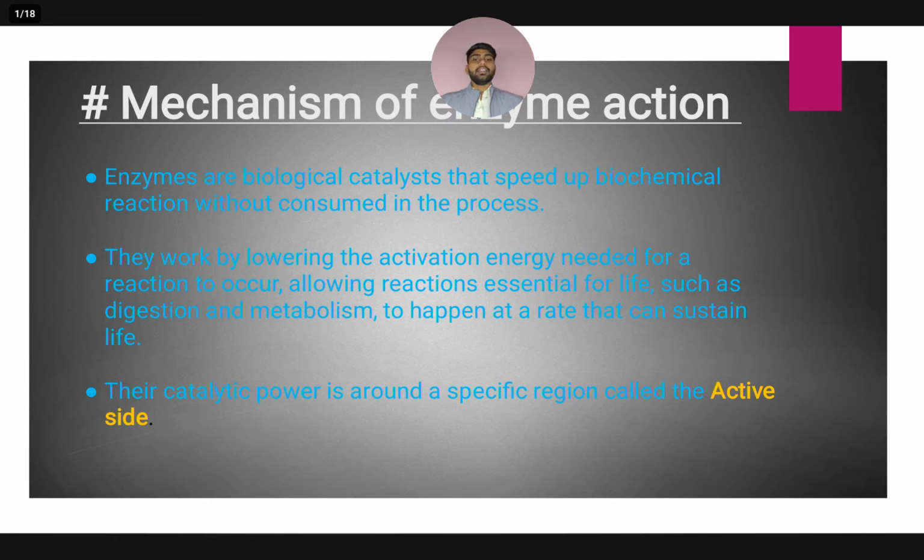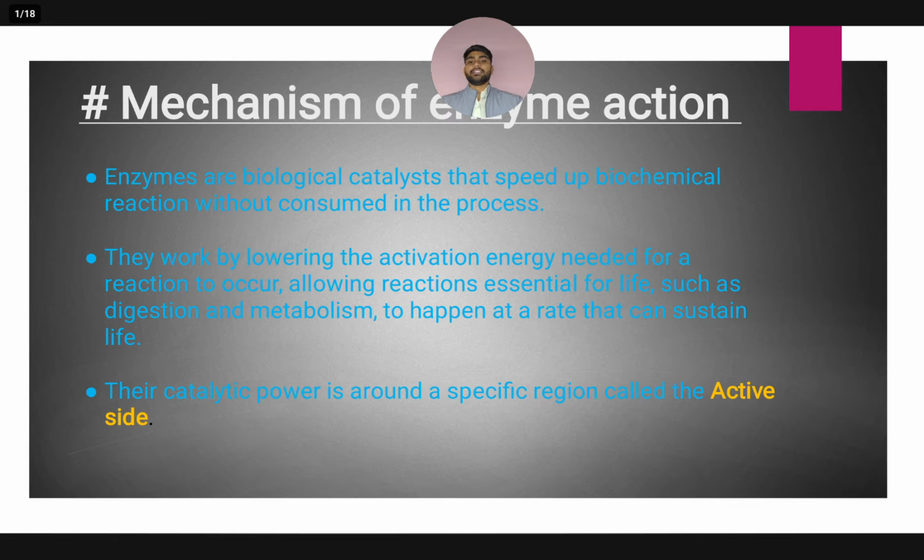So to begin, let's define what enzymes are. Enzymes are biological catalysts that speed up biochemical reactions without being consumed in the process. They are the essential engines that keep the chemical processes of life running smoothly. So how do they actually work? Enzymes function by lowering the activation energy needed for a reaction to occur.